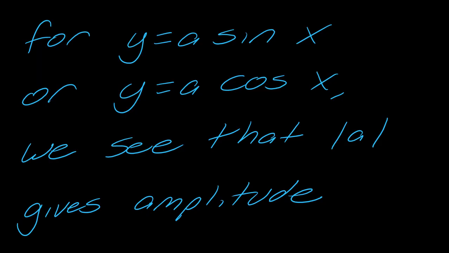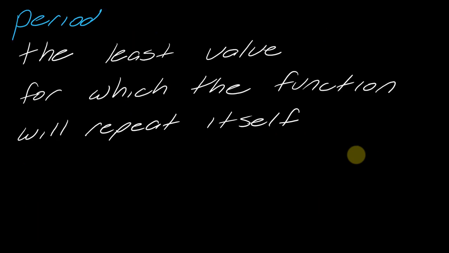So just to be clear, if your function is of the form either a times sine of x or a times cosine of x, the absolute value of a will give the amplitude, and then if a is negative, we also know that that will force the graph to flip. So that's just a little summary. So now let's talk about period. Period is the least value for which the function will repeat itself.